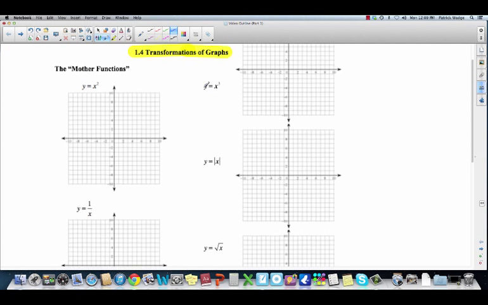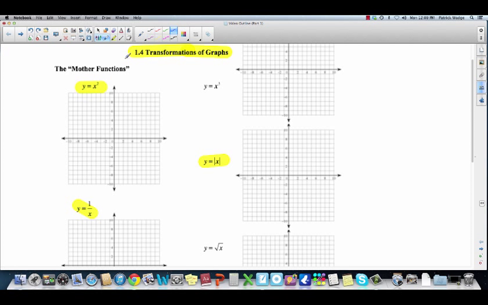The first thing we need to do is get familiar with 5 mother functions. Remember we talked about the mother function last year with y equals x squared, so this should actually be a review. Y equals x squared, and we've actually done y equals 1 over x before. We have done y equals the absolute value of x before. It's the other two we haven't done. But let's pretend we hadn't even done them before, and we're going to graph these.